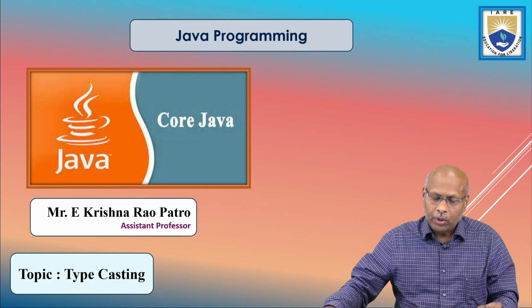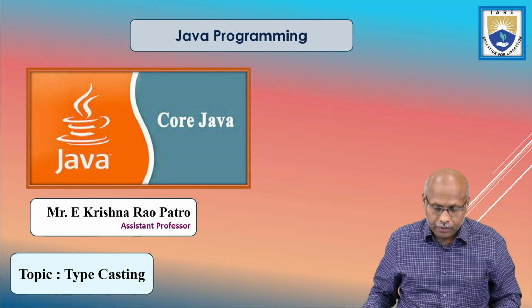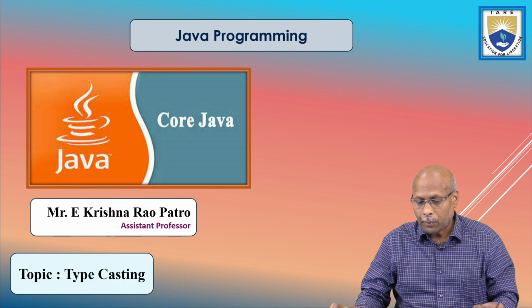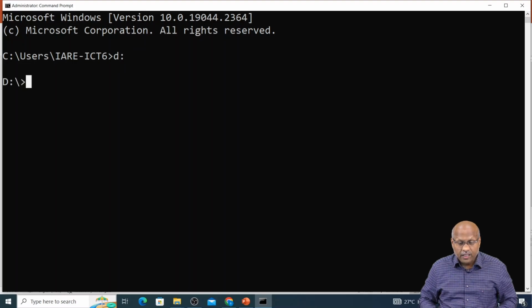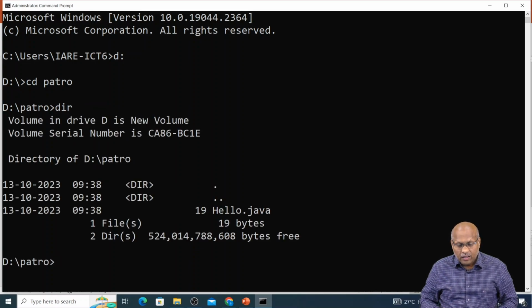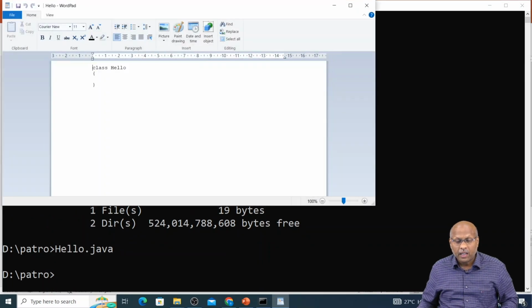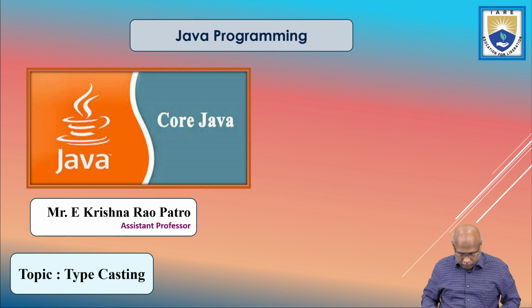We'll see a small program on how to execute this. I'll show you a small program to execute it. D drive, CD. I made a folder called Patro. Here, assume I have one program called hello.java. Better, I will open my Notepad++. It is easy for you to see how to write the program.